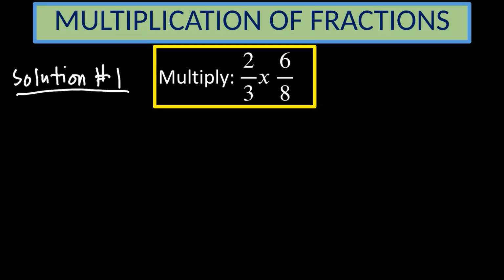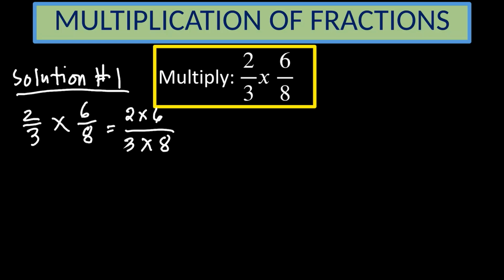Okay, and so we have 2/3 times 6 over 8. So again, we need to multiply numerator by numerator and then denominator by denominator. And so we will have here 2 times 6, and in the denominator we will have 3 times 8. All right, and so 2 times 6 will give us 12, and 3 times 8 will give us 24.